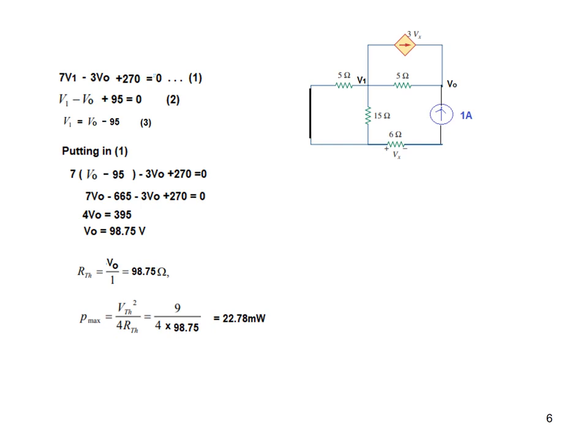And now the maximum power, using this formula, V Thevenin was 3, squared is 9, divided by 4 times R Thevenin. So it is 22.78 milliwatt. So I hope this gives you an understanding of how you can solve maximum power problems with a dependent source. Thank you.